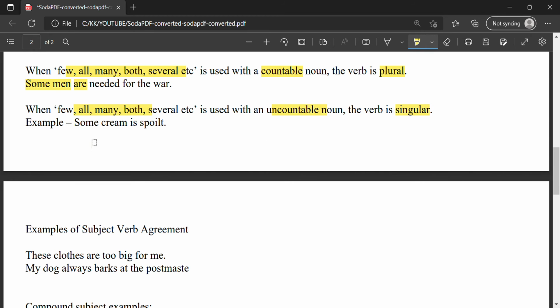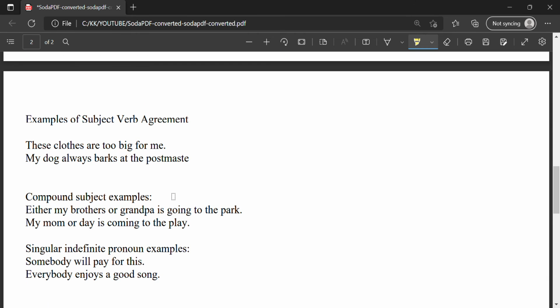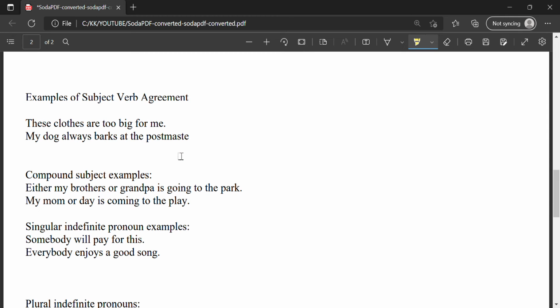So for an example, I'll give: some cream is spoiled. Okay, some of the cream is spoiled. Got that? Okay, next, you can make notes, and I'll be giving the link of this PDF in the description. You can have a look into that also.